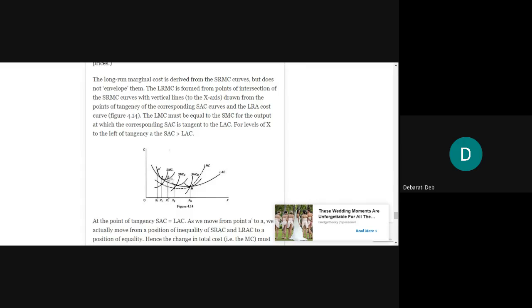Then you came to the long run marginal cost. When you are drawing the long run marginal cost, you have to keep in mind that it should also pass through this point M. Okay, do you see the LMC curve? It is drawn with dotted points. The curve which has been drawn with the dotted points is the LMC curve.